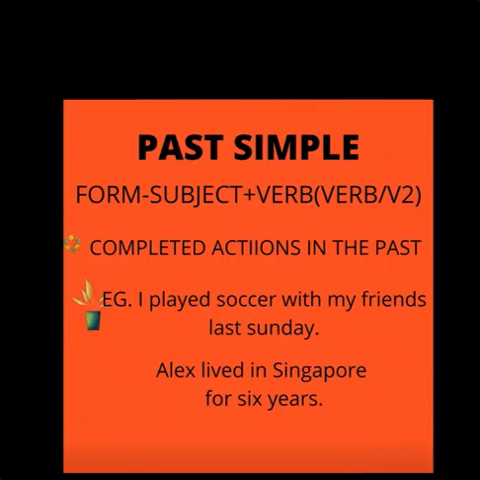Here comes past simple. The form is subject plus verb. Verb should be used in V2 form, that is, past form of verb should be used. We use past simple to talk about completed actions in the past. For instance, Alex lived in Singapore for 6 years. So once Alex lived in Singapore, but right now she isn't living in Singapore anymore.